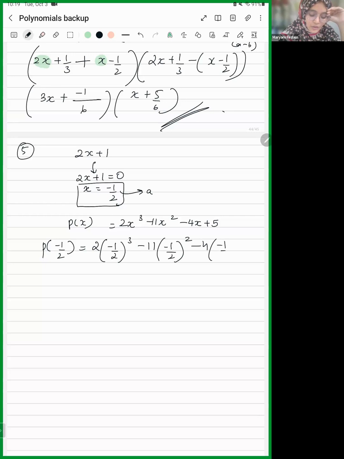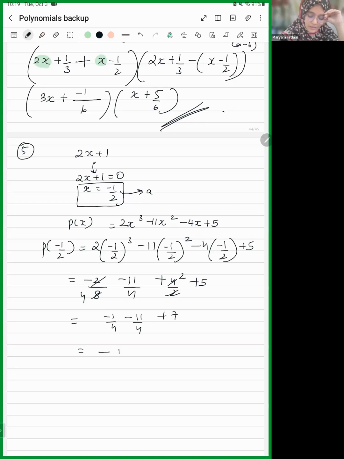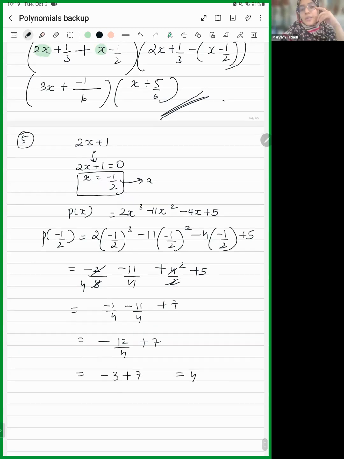So in place of x, just keep putting minus 1 by 2. This becomes minus 2 by 8 plus minus 11 by 4 plus 4 by 2 plus 5. So this is 4, this is 2. So this becomes minus 1 by 4 minus 11 by 4 plus 7. So this is minus 12 by 4 plus 7, which is minus 3 plus 7, which is 4. So P of minus 1 by 2 is coming out to be 4.